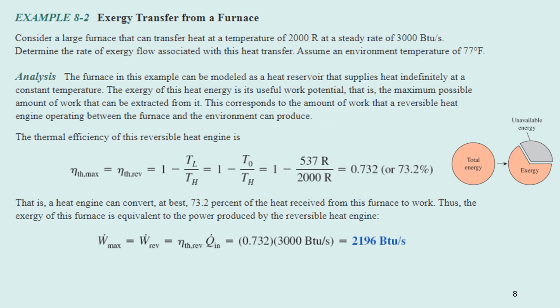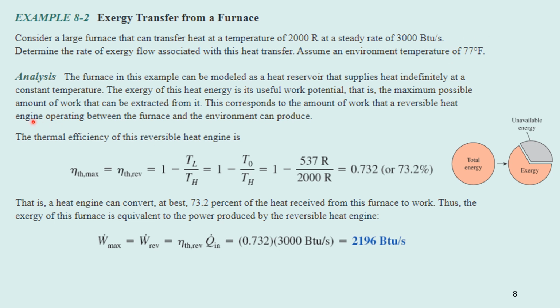Let's take a look at another example. This is the exergy from a furnace. Consider a large furnace that can transfer heat at a temperature of 2,000 Rankine at a steady rate of 3,000 BTUs per second. Determine the rate of energy flow associated with this heat transfer, assuming an environmental temperature of 77 degrees Fahrenheit.